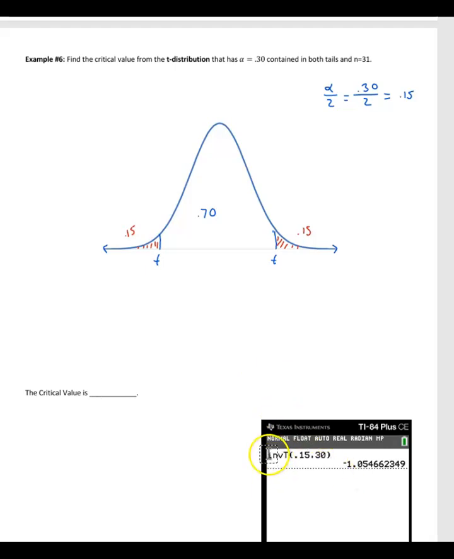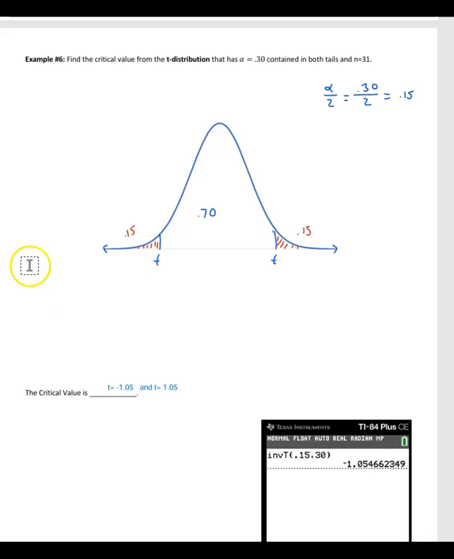And that means that on each tail, you have 0.15. And in this case, you're using inverse t 0.15 with 30 degrees of freedom, 1 less than n. And that's going to give us that the t value is approximately, that would be perfectly fine, 1.05. And t is equal to, so this one should be a negative, and this is a positive, so 1.05.